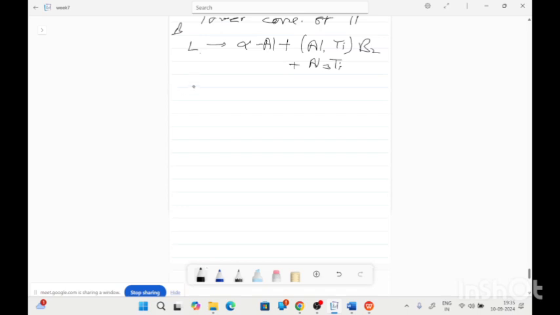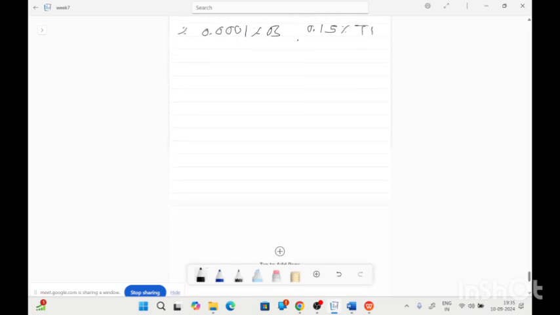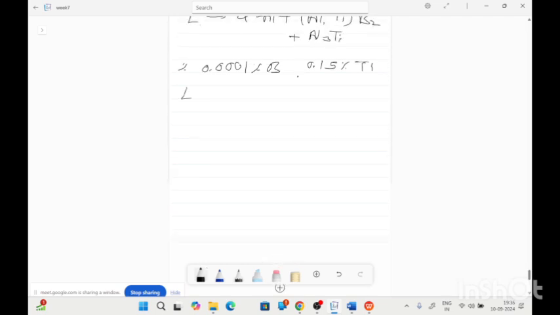So the addition percent of boron is limited up to 0.001% boron, and titanium is 0.115% titanium. So the next reaction is written as liquid plus Al3Ti plus titanium boride will give alpha aluminium plus TiB2.